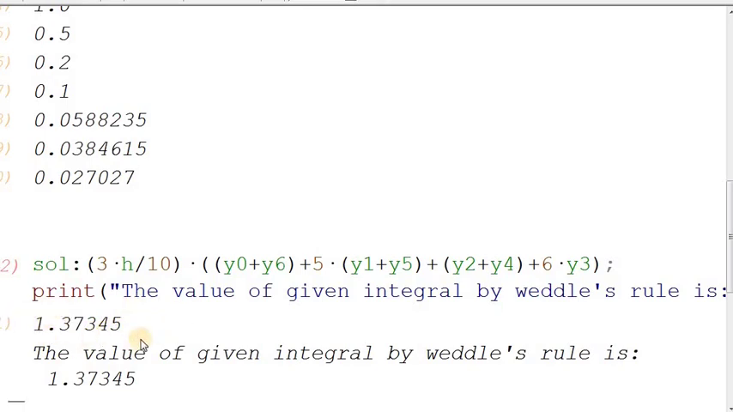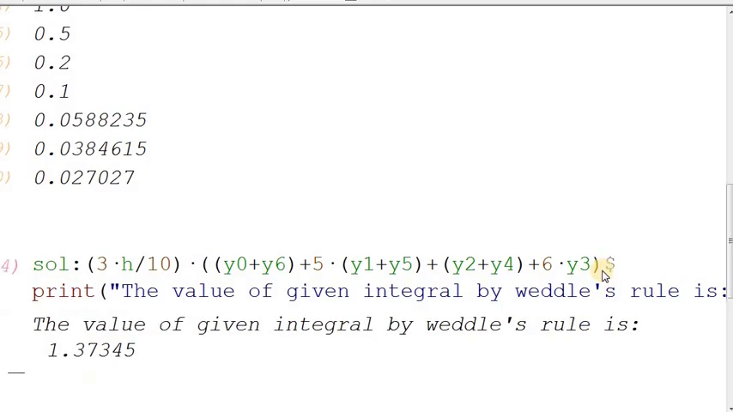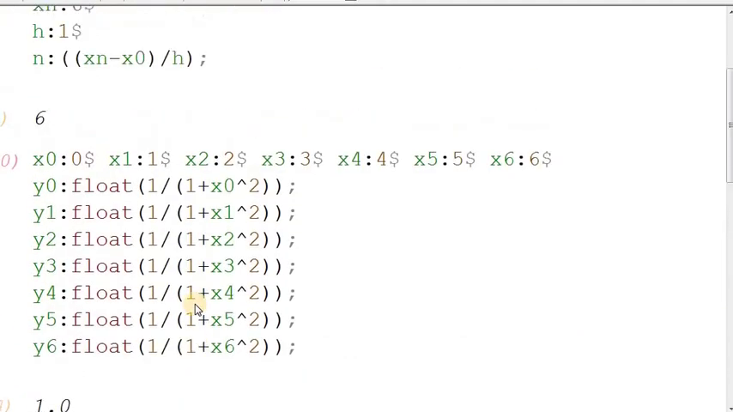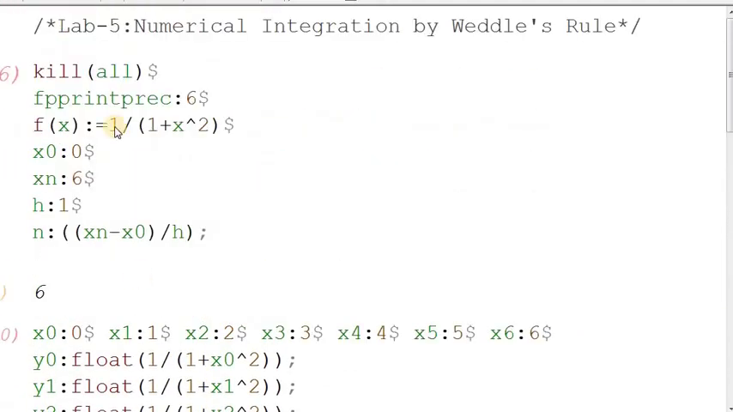Suppose I don't want this repetition, I can put a dollar symbol here so it will not be repeated. Shift enter. So directly it will give the value. The value of the given integral by Weddle's rule for the given problem is 1.37345. This is how Weddle's rule can be used to evaluate the function. Any function you can use between the limits 0 to 6.